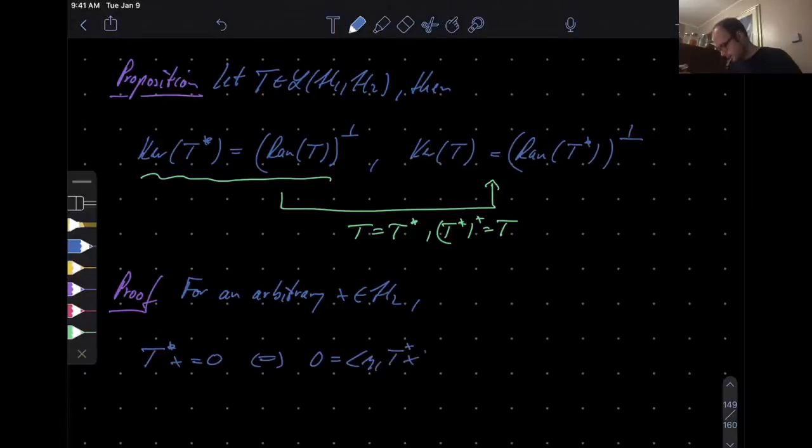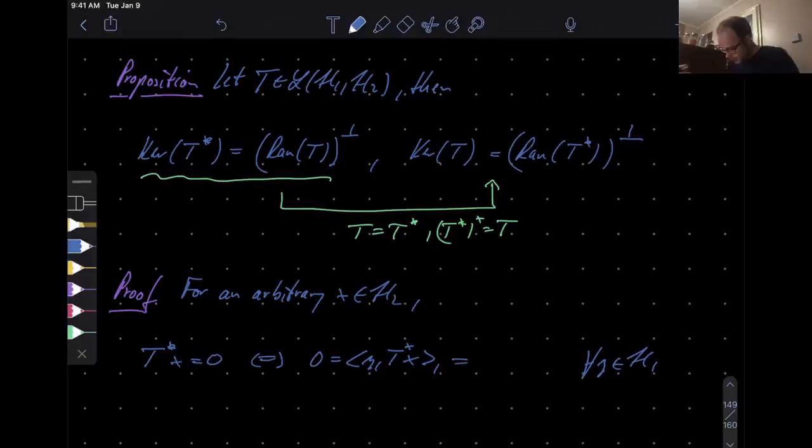So this is in the first space for all y in H1, right? Because from left to right, that's clear, because you take the inner product with the 0 vector, and that will be 0. And from right to left, if the inner product of y and t star x is always 0 for any y, then you just replace y by t star x and conclude that t star x is equal to 0.